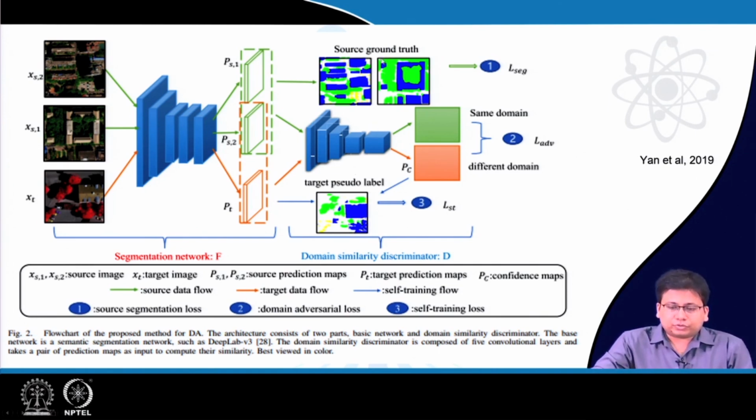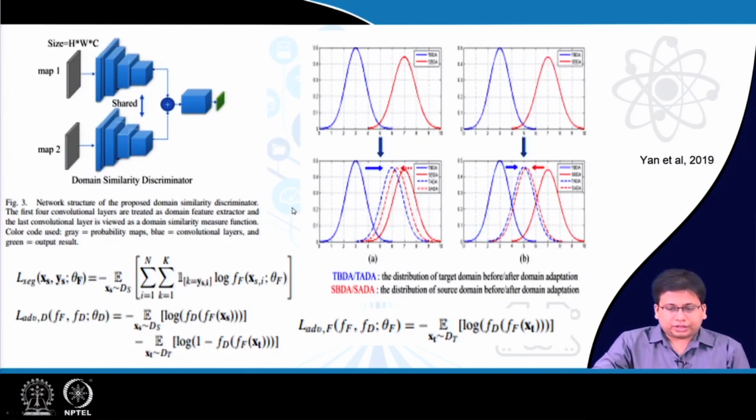Now for the source images, of course we have the ground truth, so we can hope that the source images are going to be segmented perfectly. The target images are also going to be segmented with equal efficiency, even though the network has not been trained with target ground truth images. So note that source ground truth images are present, but no target ground truth. Instead we have the target pseudo labels, by which I mean the labels obtained from the network itself. So the basic idea here is as follows.